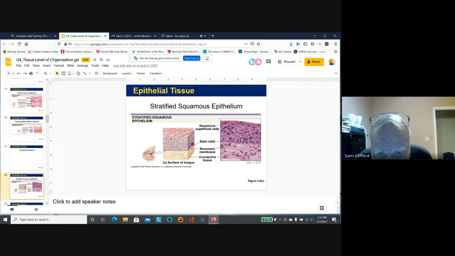Stratified squamous is the surface of the tongue, for instance. The flattened nuclei are up here. So this many-layered tissue is going to line the tongue, and your outside skin is going to be made of this tissue. Here's the surface of the tongue. It's going to have these stratified squamous. It's called stratified because it has flat cells and many layers of cells that are constantly growing and being replaced.